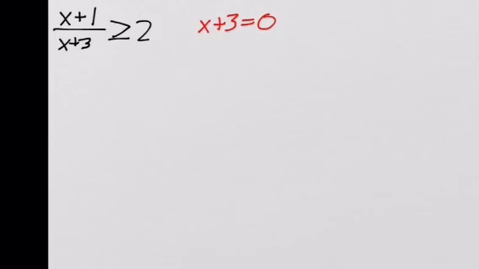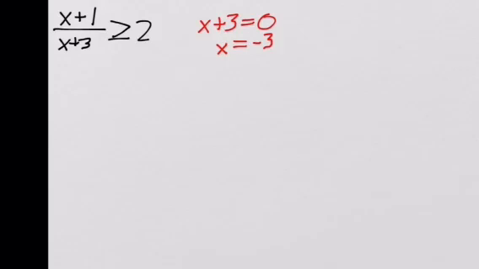So I'll give you the inequality (x + 1)/(x + 3) is greater than or equal to 2. There's a couple of things that we have to do with this. One, we're going to make a note of where that denominator is 0. So x + 3 = 0, x is equal to -3. We'll see in a minute why we make a note of that.